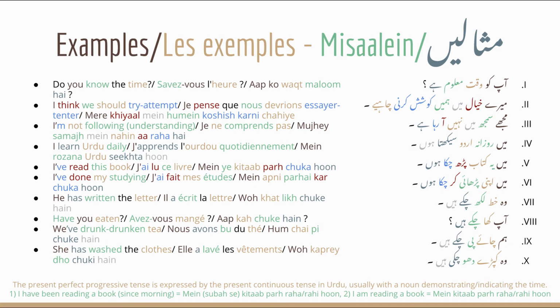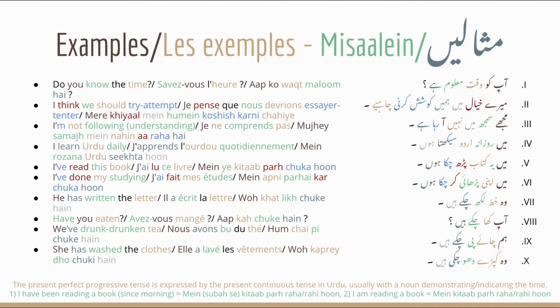I learn Urdu daily. मैं रोज़ाना उर्दू सीखता हूँ. I've read this book. मैं ये किताब पढ़ चुका हूँ. I've done my studying. मैं अपनी पढ़ाई कर चुका हूँ. He has written the letter. वो खत लिख चुके हैं. Have you eaten? आप खा चुके हैं? We've drunk or drunken tea. हम चाय पी चुके हैं.